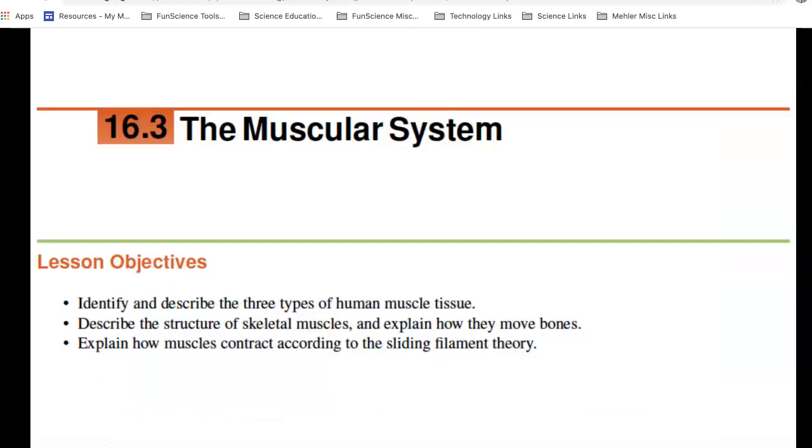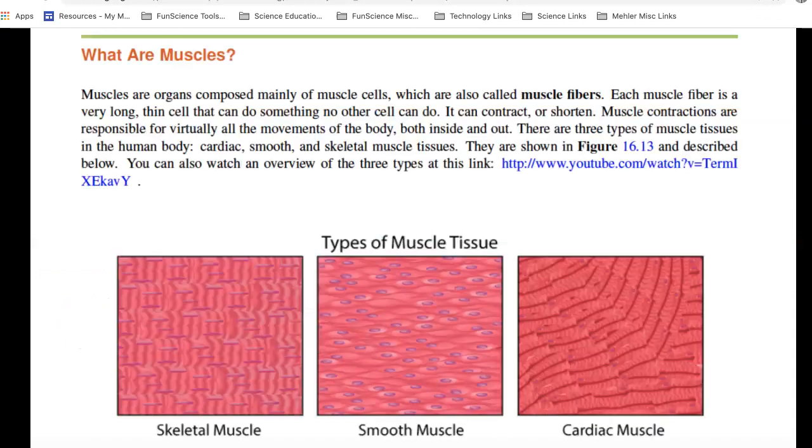The skeletal system gives us our structure. It's the muscle system which gives us our movement. So in this section, we'd like you to identify and describe 3 types of muscle tissue, describe the structure of skeletal muscle, and explain how they make us move. And we're also going to look briefly at something called the sliding filament theory.